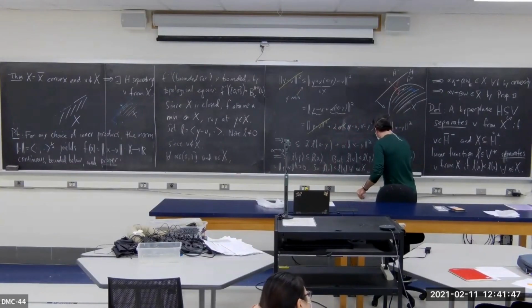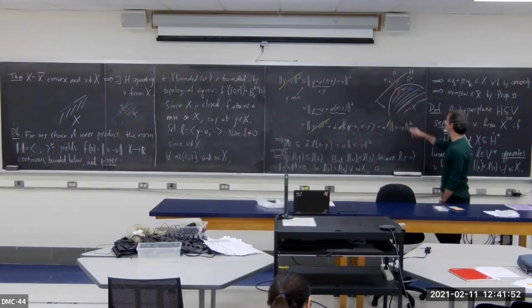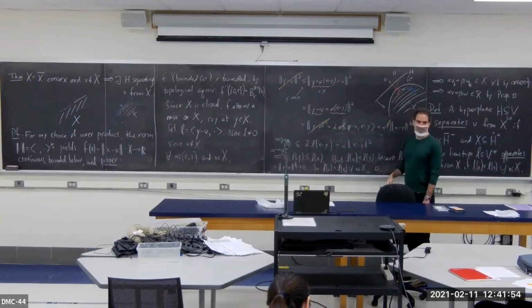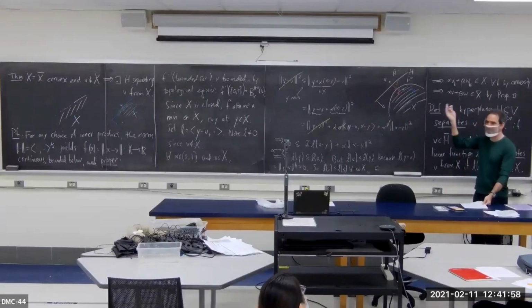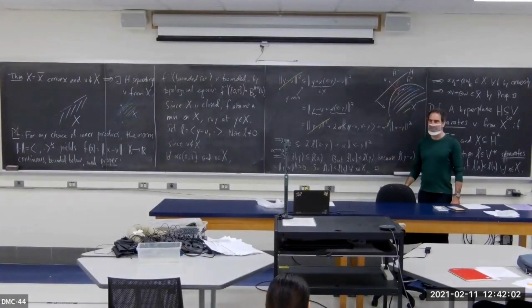So how did that proof basically go? The proof basically said the following. We take v outside of X, and we choose a distance. We say the distance from v to X is non-zero, and there's a point where it takes a minimum.